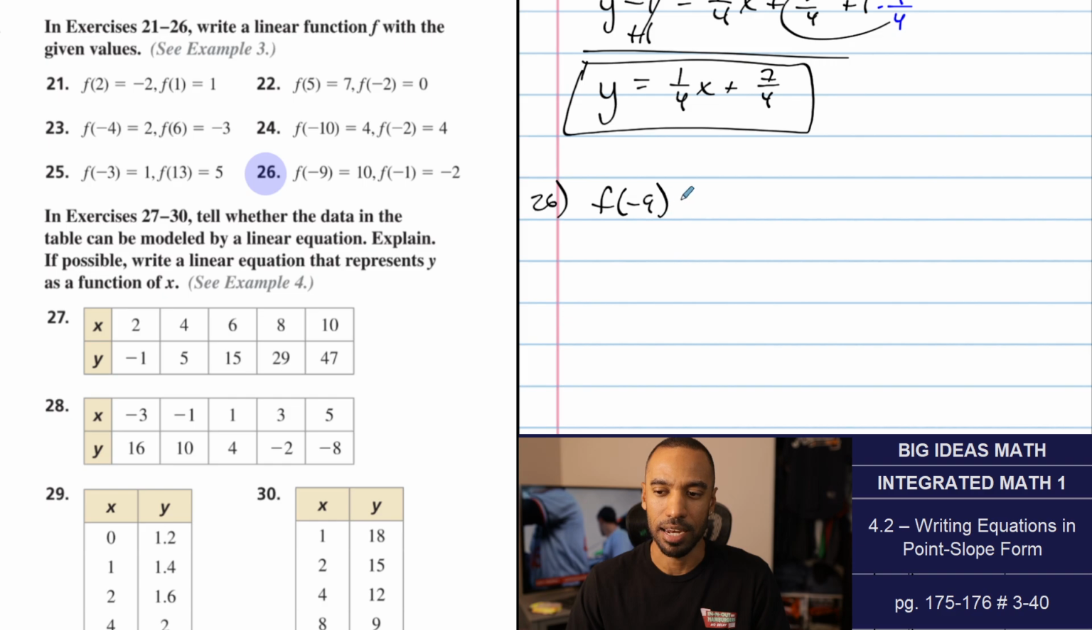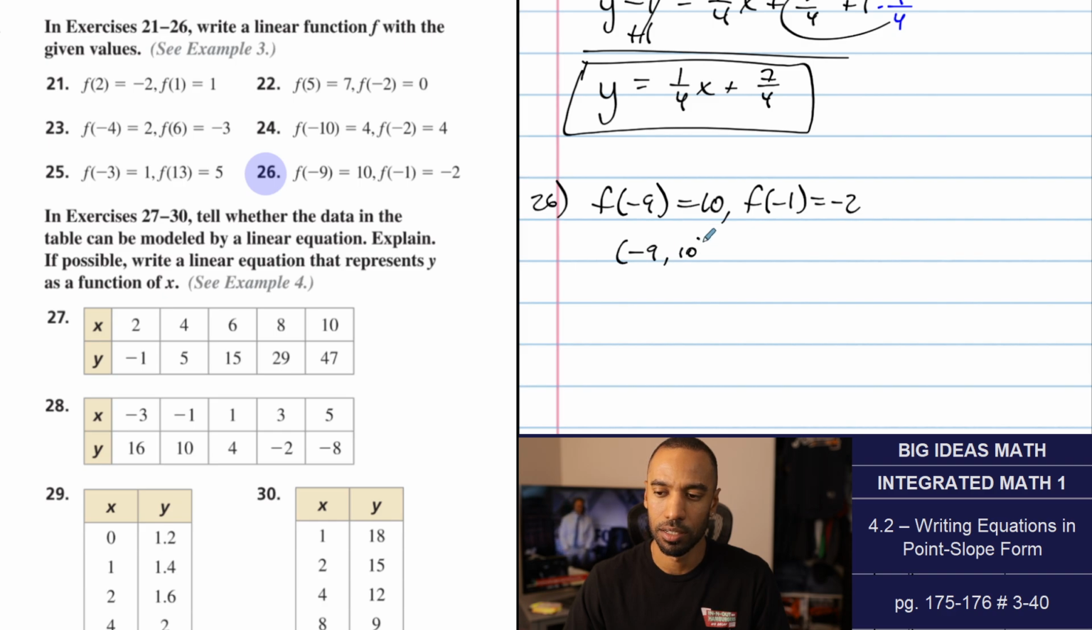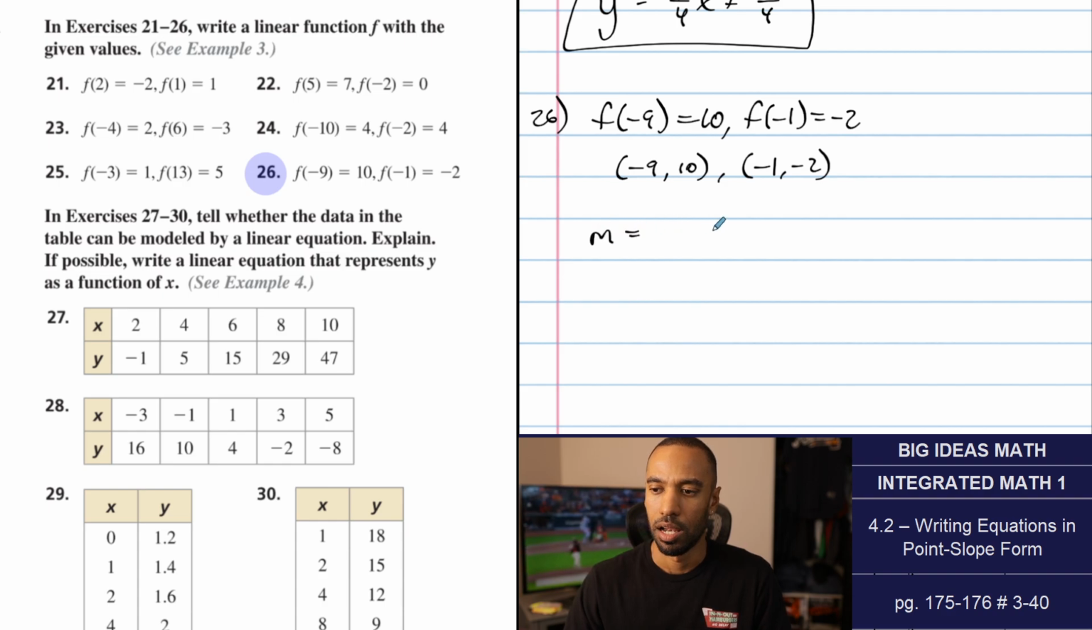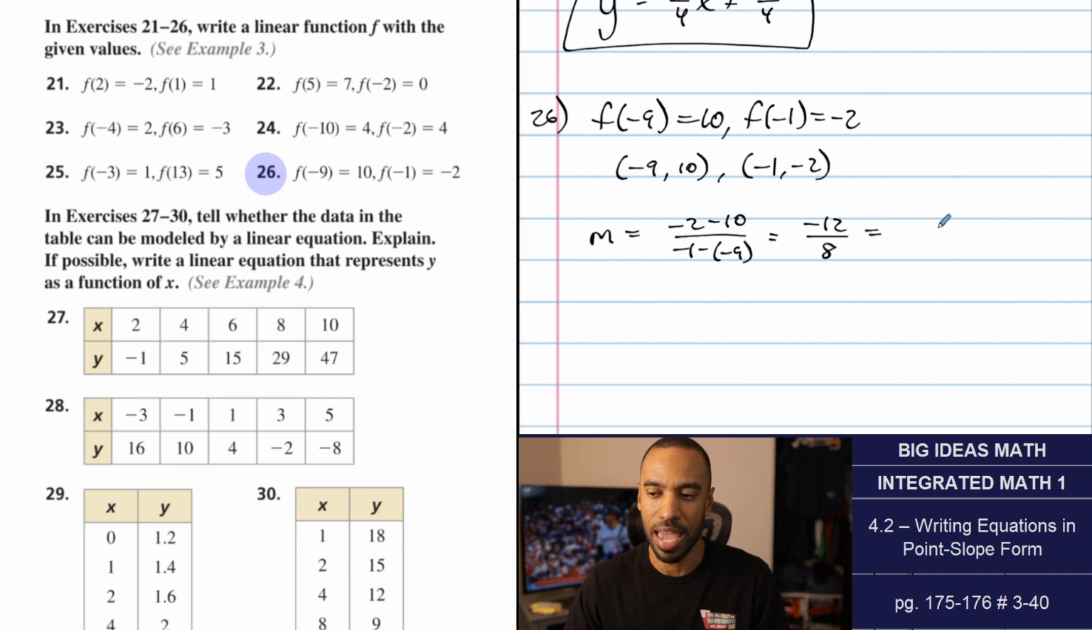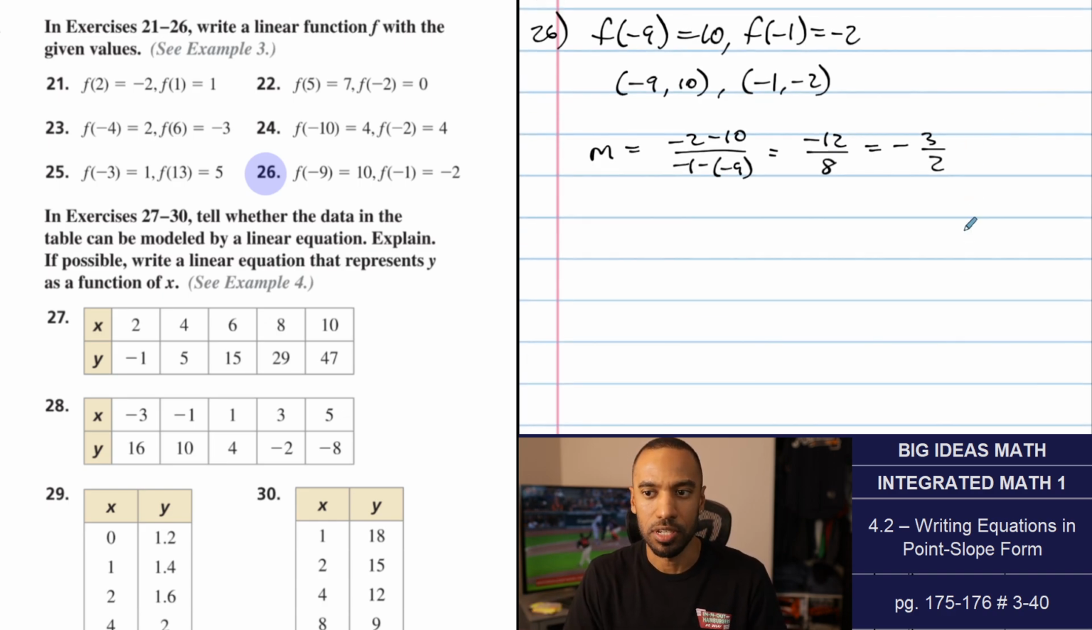So f of negative 9 equals 10. And f of negative 1 equals negative 2. Okay, let's start with writing what the points are. Here's an xy. Here's an xy. Let's go. Negative 2 minus 10 over negative 1 minus negative 9. That's negative 12 over negative 1 plus 9, or 9 minus 1, which is 8. And this is negative 3 halves. So slope of negative 3 halves, and yes, we're going to write the final answers with fractions here. Hope that's okay. So let's go for the bigger numbers this time.